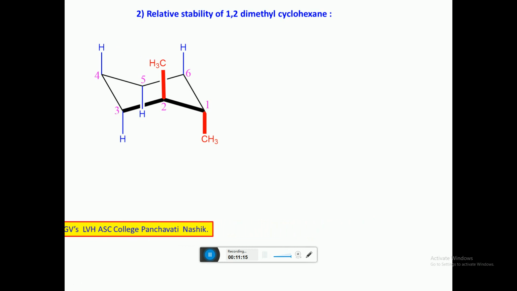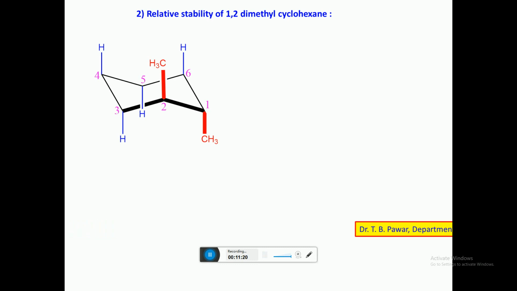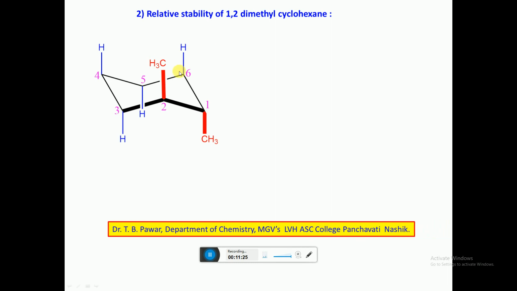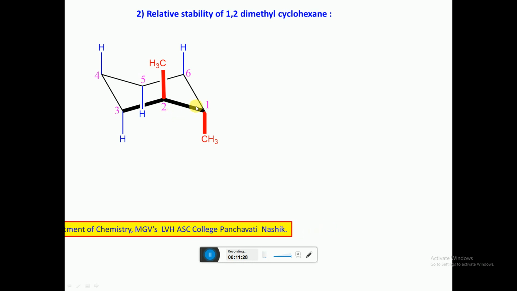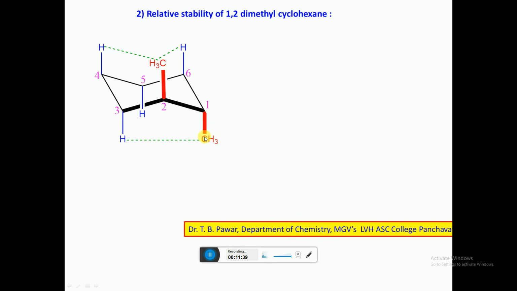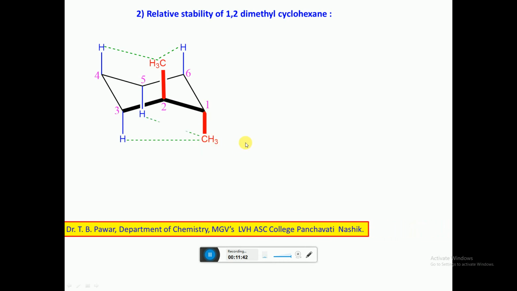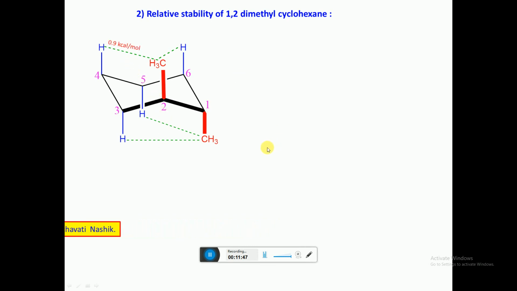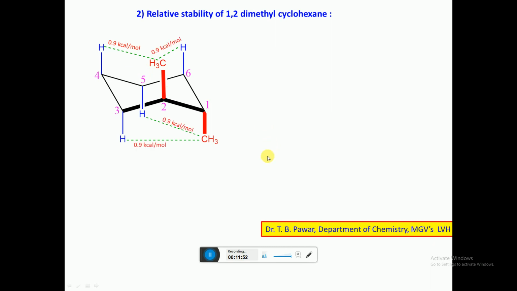First of all, when the trans isomer has both methyl groups axial, there will be more steric interactions, so this structure becomes less stable. Both the methyl groups are in an axial position, and that's why there is this 1,3 diaxial interaction, another 1,3 diaxial interaction, and carbon number 3 CH3 also shows 1,3 diaxial interactions. So the total becomes 4 1,3 diaxial interactions, and one interaction has 0.9 kilocalorie.